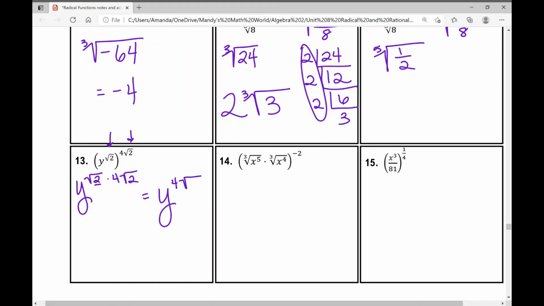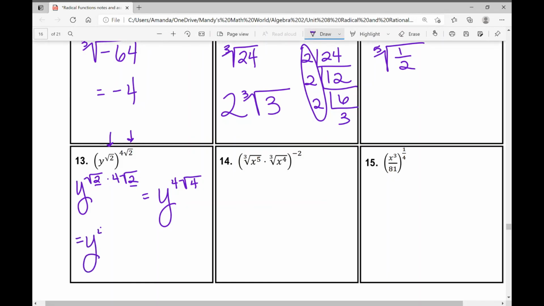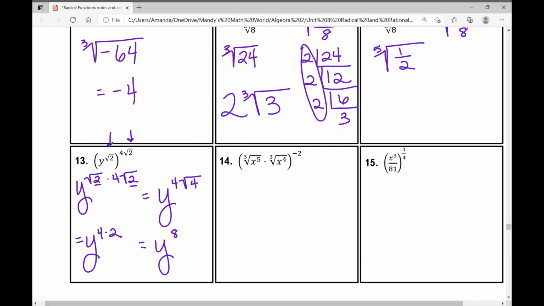of 2 times 2, which is 4. 4 is a perfect square. What is the square root of 4? It's 2. So this would be y raised to the power of 4 times 2, which is y raised to the power of 8. Let's move on to number 14.